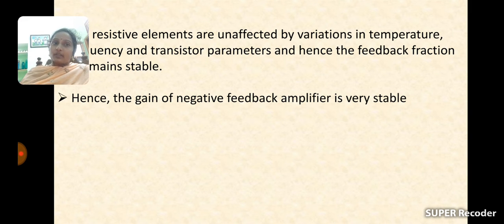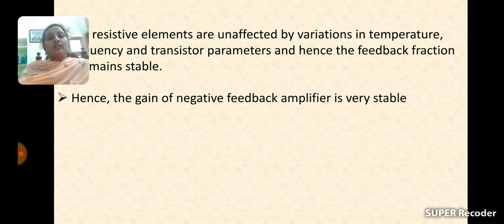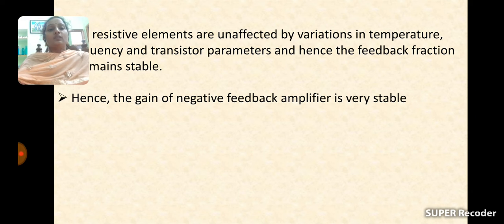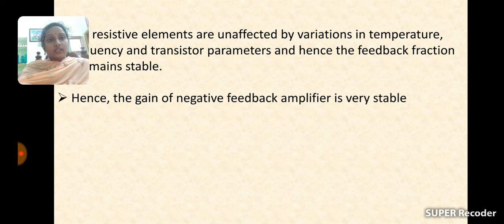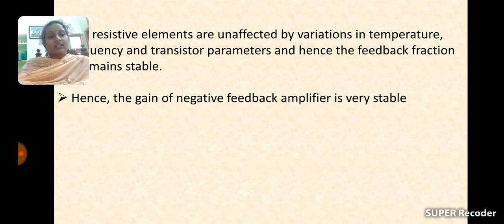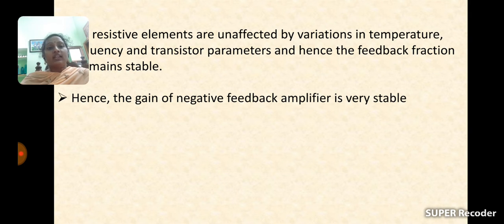If these were affected by temperature, automatically the parameters would become unstable, and the circuit would also become unstable. But here we are working with resistive elements, and these are unaffected by variations in temperature. So the feedback fraction remains stable. Stable means it's not movable, not oscillating, constant. Hence, the gain of a negative feedback amplifier is very, very stable.